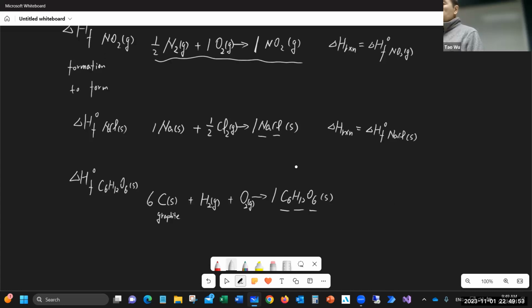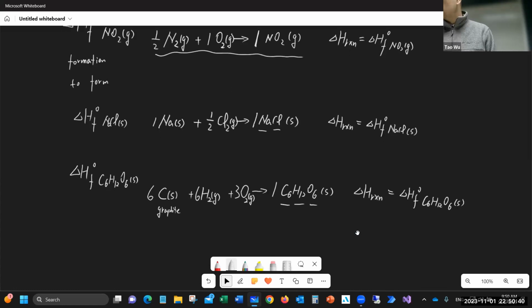Then you add them together and balance the equation. So now we're going to have 6 carbon, 6 hydrogen gas, and 3 oxygen gas. And for this equation, the enthalpy of this reaction will be equal to the enthalpy of formation of C6H12O6 solid. So that's it. This is the equation associated with the enthalpy of formation. It just forms 1 mole of this compound, and the reactants come from its elements, and the elements must be in the most stable form. Does that make sense? Okay, yeah.